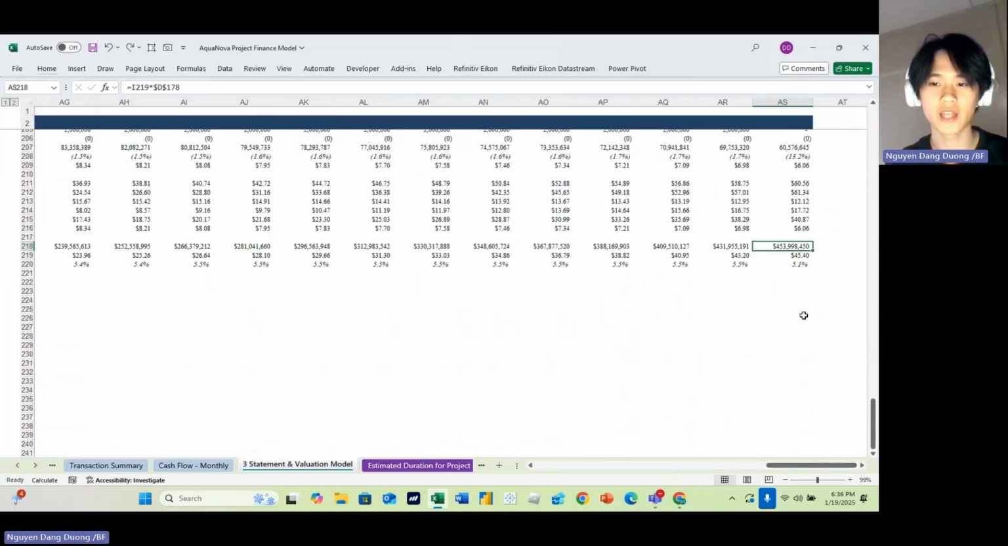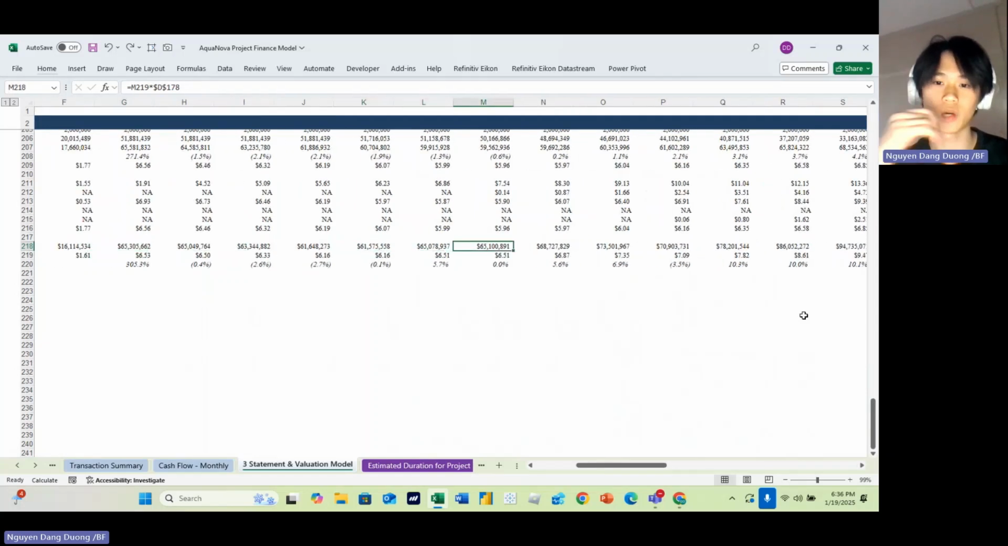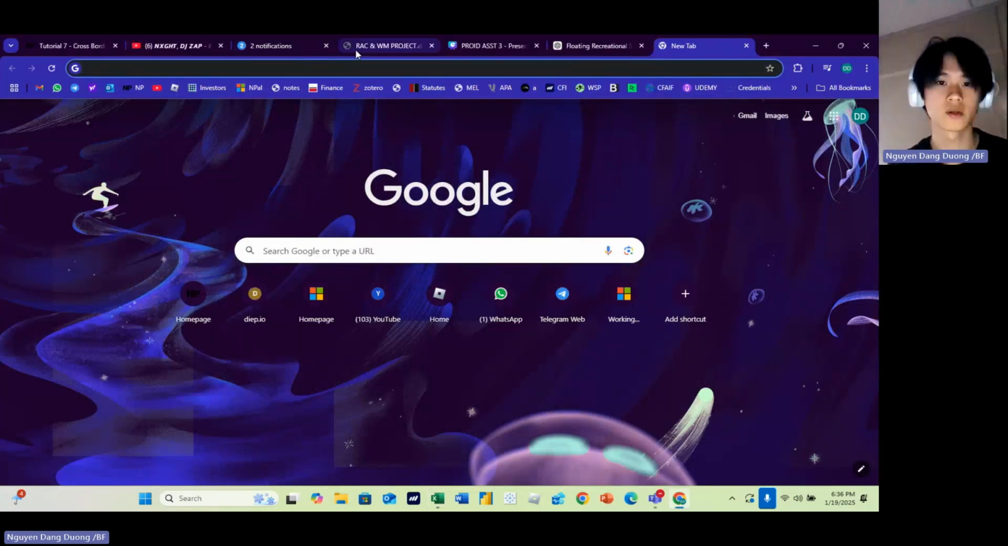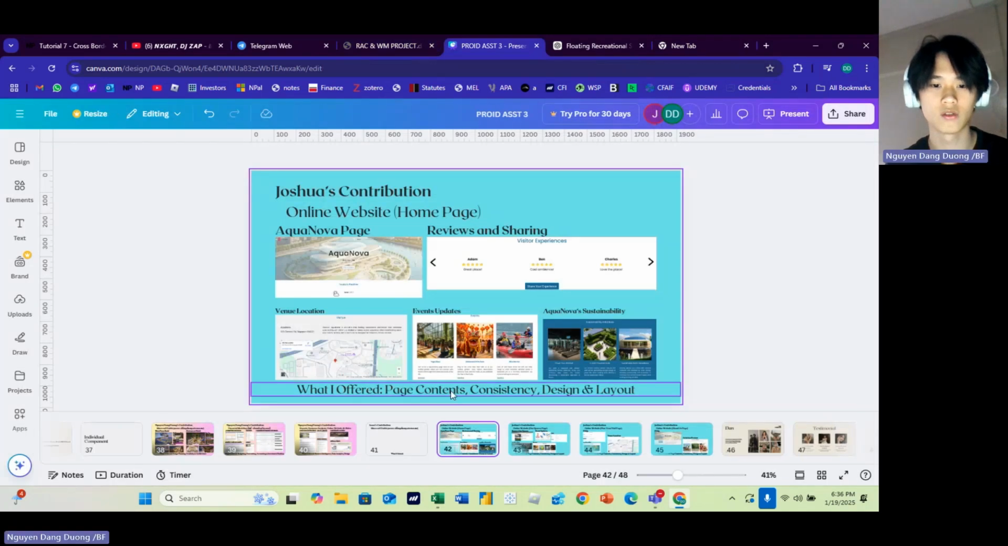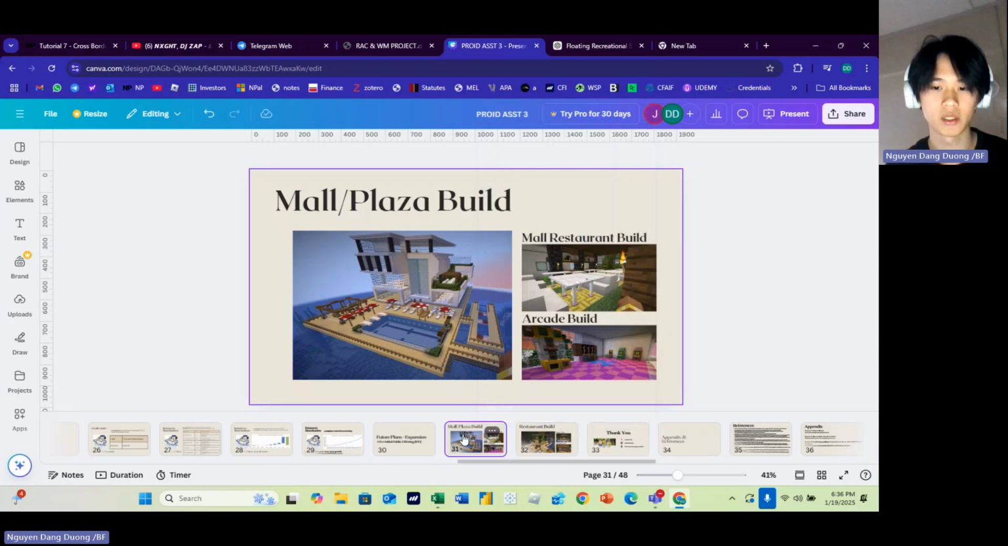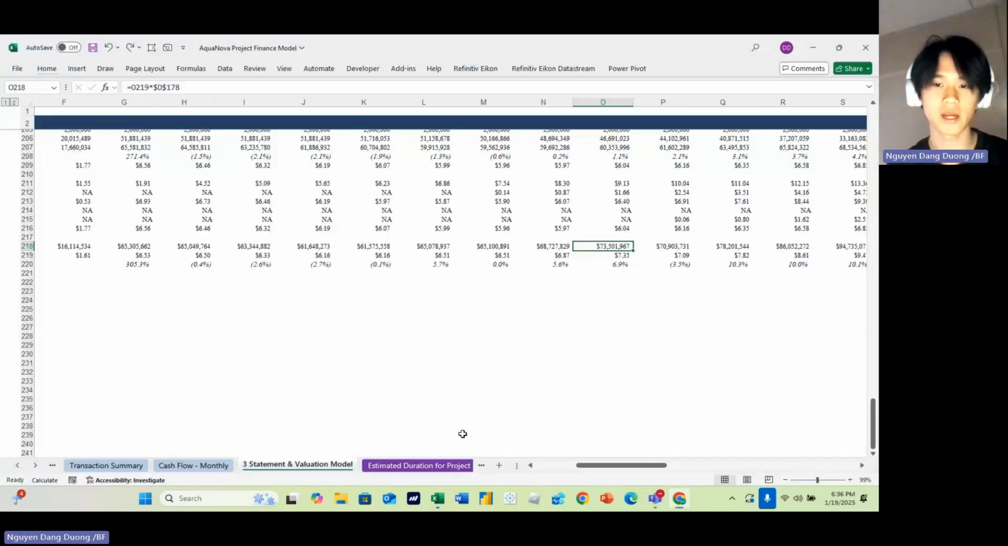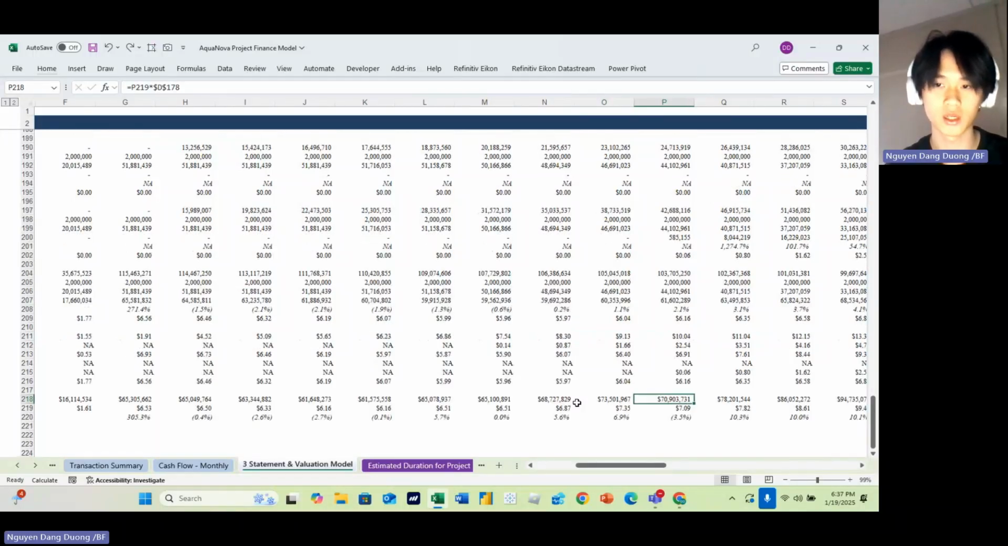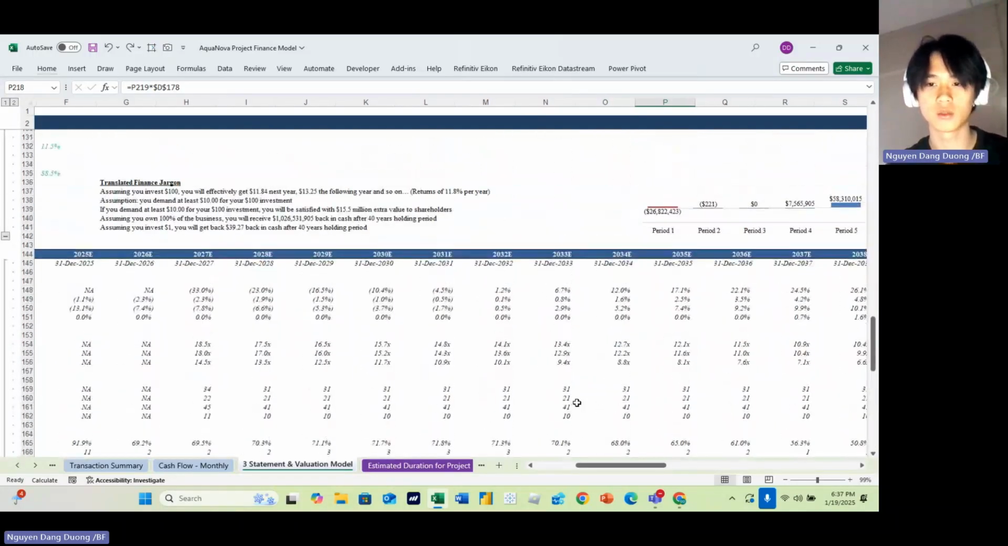And from here, and this is important because we want to expand our projects. As we expand our projects, we invest in more equipment, invest in more projects, for example over here where we have our mall plaza bill and our restaurant bill. We need money for that, and therefore we can use the money raised from the IPO to basically invest in more projects.